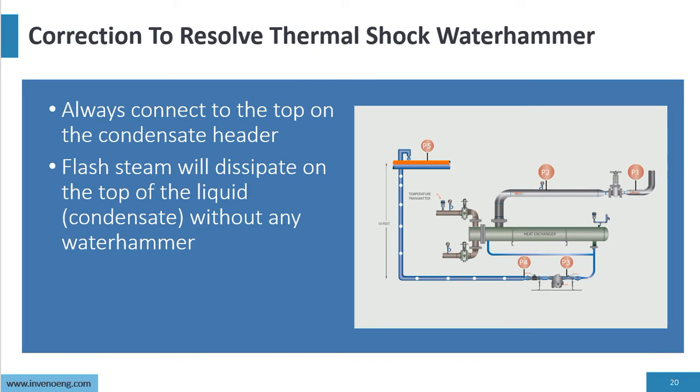The correction to resolve thermal shock Waterhammer is pretty simple. When you're coming off the process, always come into the top. And that is even a drip leg application, we want to make entrance into the top of the condensate header. Flash steam will dissipate on top of the liquid condensate without any Waterhammer. So the flash will come in and be dissipated on top of the liquid or condensate level, and that will result in no Waterhammer.